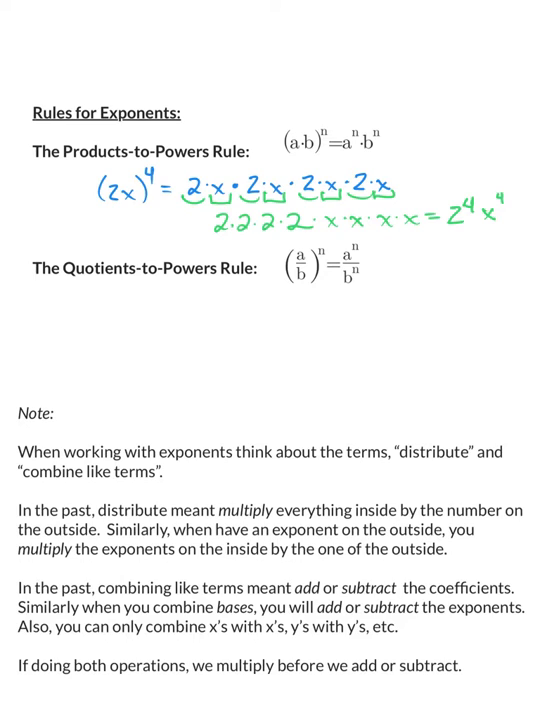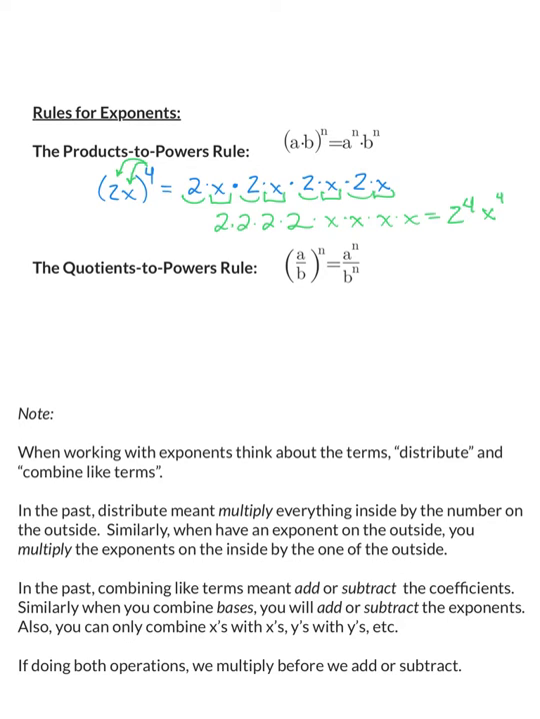Notice that all we did was, again in quotations, distribute the exponent to each thing inside the parentheses. Now, one thing to note is that exponents only distribute in quotations over multiplication. It does not distribute over addition or subtraction, and we'll see that later on. The quotients to powers rule is the same thing. Again, everything inside the parentheses we want to raise to the nth power. So we get in the numerator a to the n over b to the n.